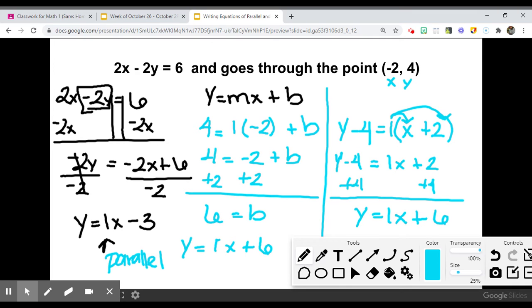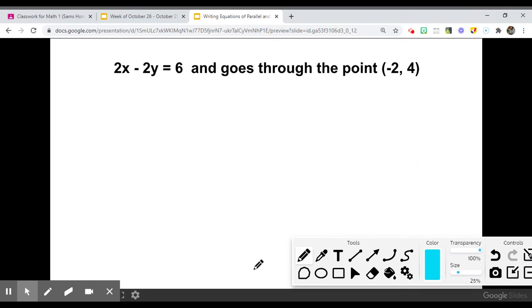Okay, so now that we see that parallel slopes are the same, and we see that sometimes we need to be solving for a perpendicular line or a parallel line, we're going to do one more of these, but with a perpendicular slope. So remember, sometimes it's going to require you to solve for the slope-intercept form before you do anything. So I'm going to go ahead and clear this out. And then on the next slide, we're going to do a perpendicular line.